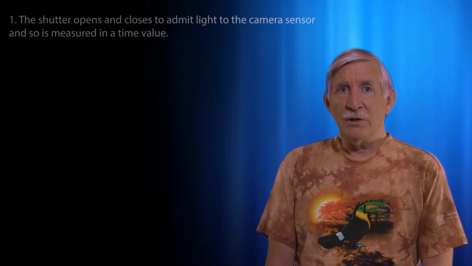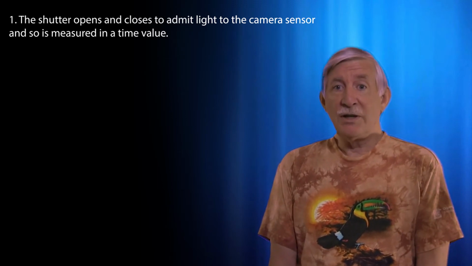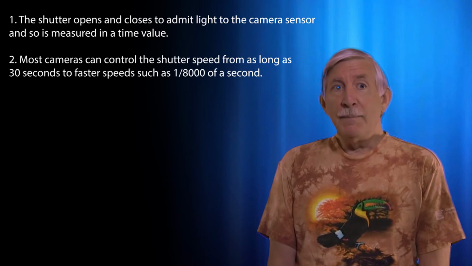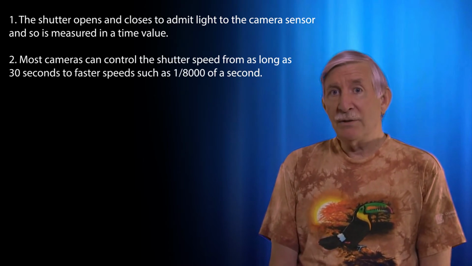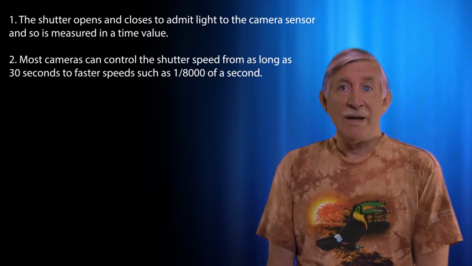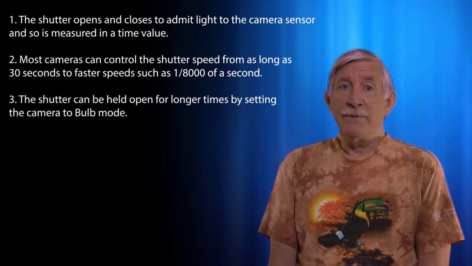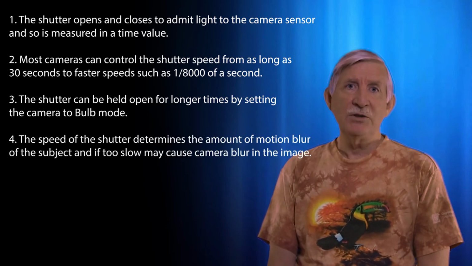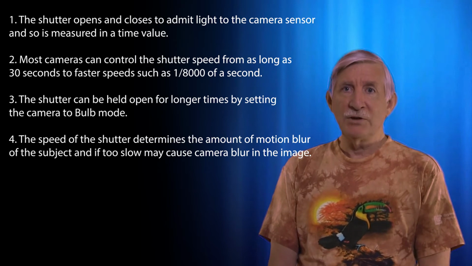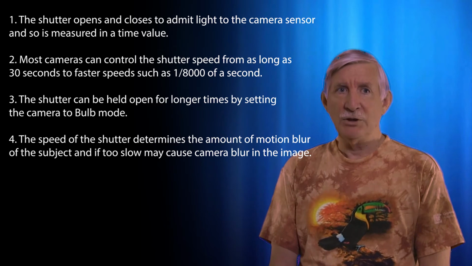The shutter opens and closes to emit light to the camera sensor, and so it's measured as a time value. Most cameras can control the shutter speed from as long as 30 seconds to faster speeds, perhaps as high as 1/8000th of a second. The shutter can be held open for longer times by setting the camera to bulb mode. The speed of the shutter determines the amount of motion blur of the subject, and if too slow, may cause camera blur in the final image.